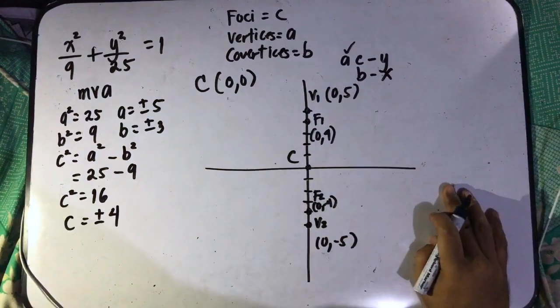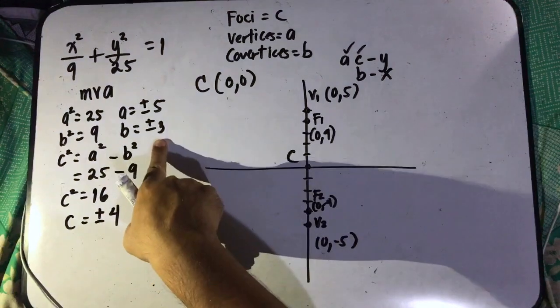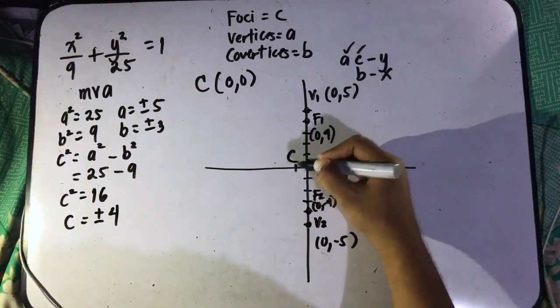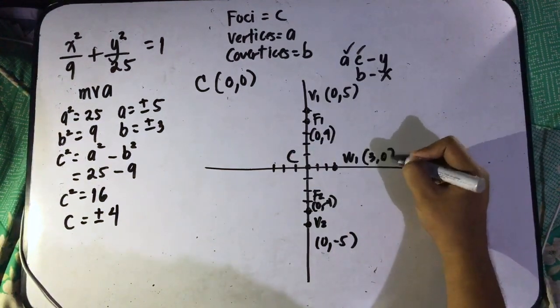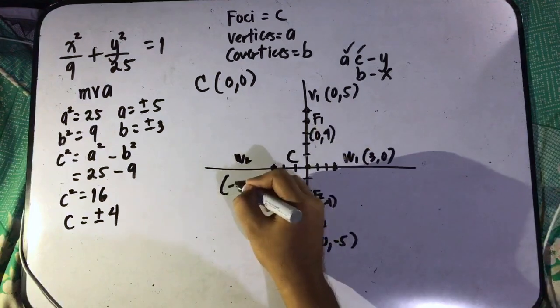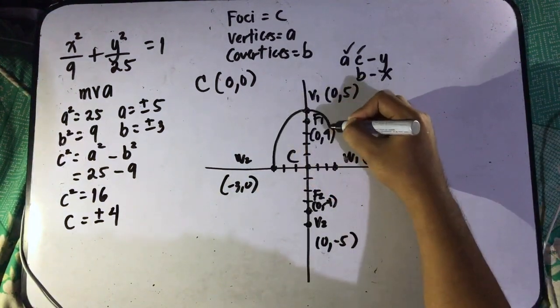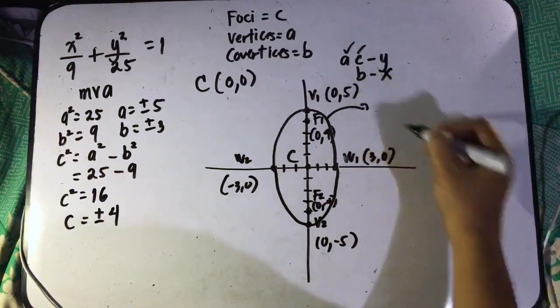So, punta naman tayo ngayon sa minor axis. Sa minor axis, B naman siya. Ano yung value ng B? Plus minus 3. So, this is now 1, 2, 3. This is W1 located at 3 and 0. And this is W2 located at negative 3 and 0. So pwede na natin yung i-drawing ellipse natin. So this is now the ellipse.